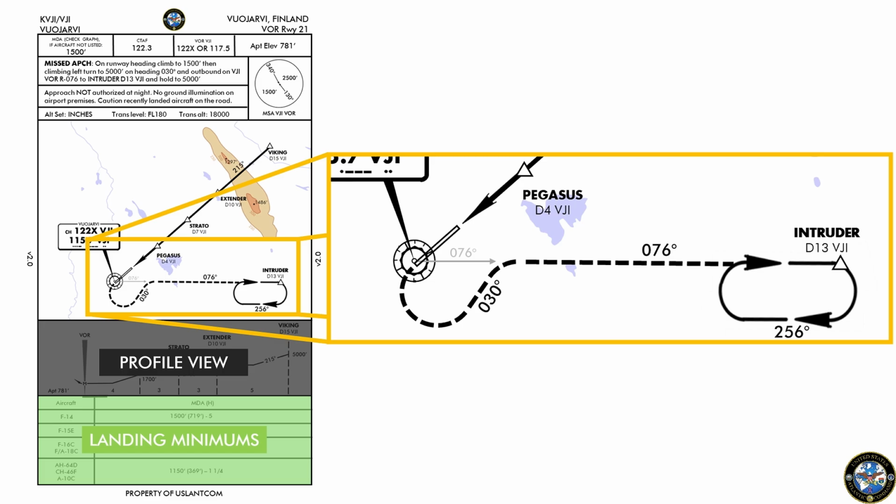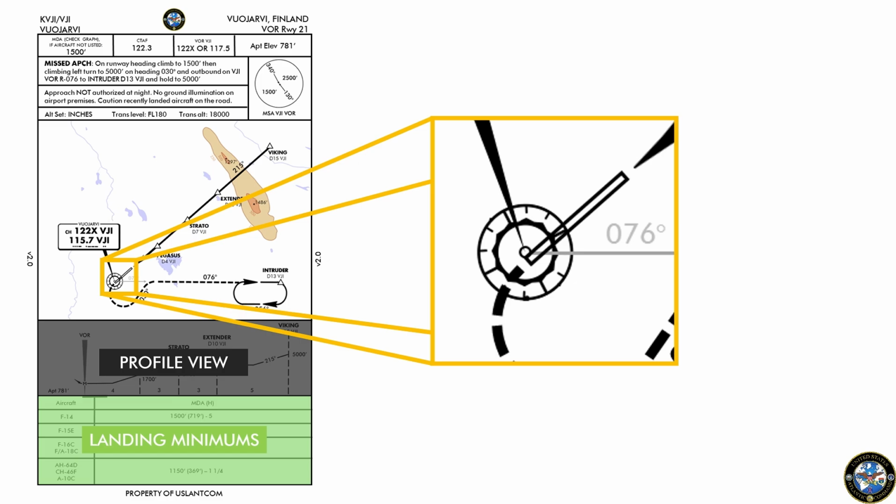Here we can see that once we hit our missed approach point, we will be climbing to 1500 on runway heading, and once we reach 1500 we will initiate a left climbing turn to a heading of 030 to intercept the 076 degree radial from the Vuojari VOR. We will fly outbound until reaching Intruder at 13 DME and hold at 5000, right-hand turns. The plan view also gives us a visualization of the runway configuration and the VOR TACAN in relation to the runway position for our situational awareness.